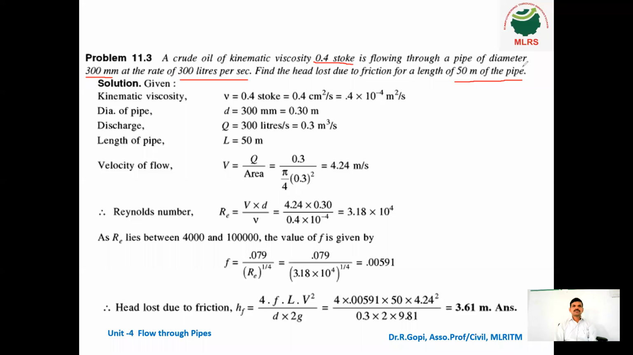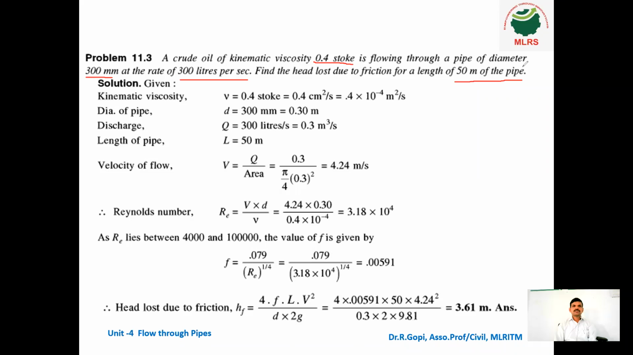So what are the parameters given? First you understand the parameters. Kinematic viscosity is given. What is the need of kinematic viscosity here? To find the Reynolds number. In this problem, we have to use Darcy's formula. Kinematic viscosity is given, the diameter of the pipe is given as 300 mm, and the rate of flow, 300 liters per second, is also given. Find the head loss due to friction for a length of 50 meter of the pipe.